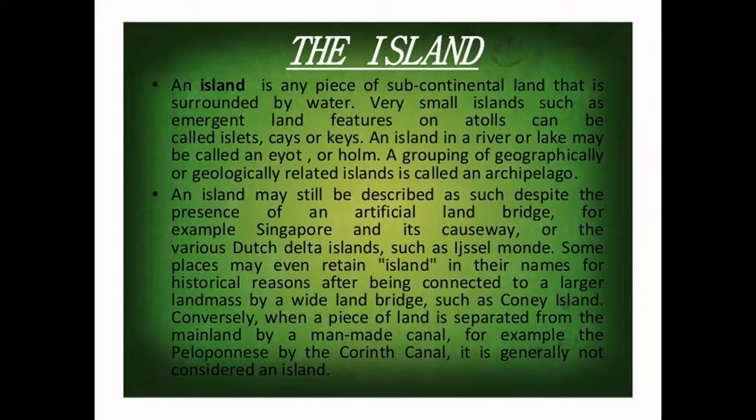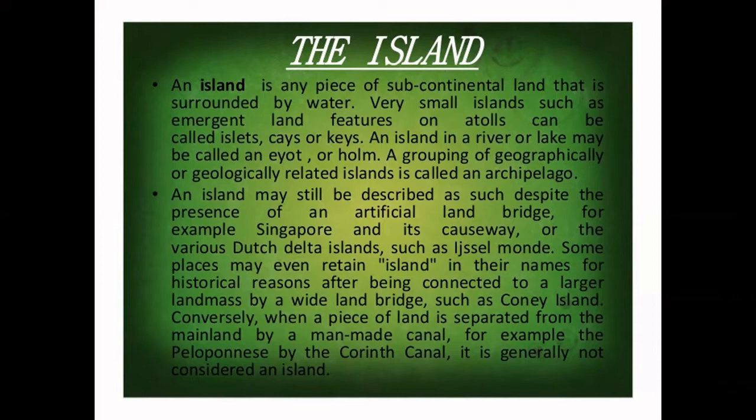A grouping of geographically or geologically related islands is called an archipelago. An island may still be described as such despite the presence of an artificial land bridge, for example, Singapore and its causeway, or the various Dutch Delta islands. Some places may even retain island in their names for historical reasons after being connected to a larger landmass, such as Coney Island.